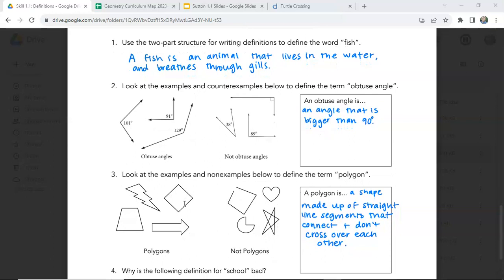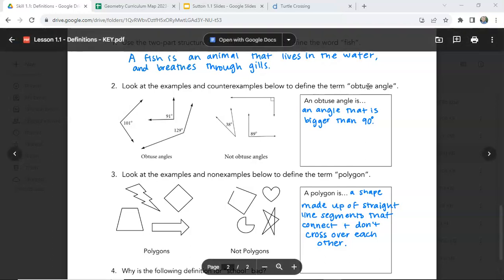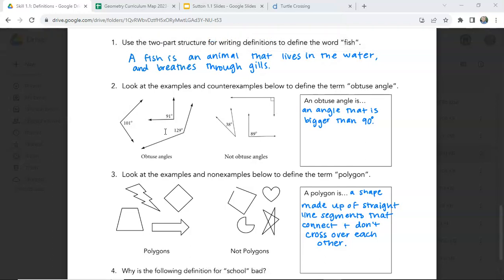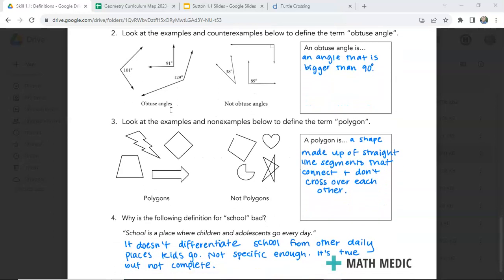So use the two-part structure for writing definitions to define the word fish. So we have here, a fish is an animal that lives in water and breathes through gills. Look through the examples and counterexamples to define the term obtuse angle. So here we have obtuse angles. Here we have not obtuse angles. So this obtuse angle must be an angle that's bigger than 90. If we look here, we have 90-degree angle, 89, 38. None of those are obtuse, but 91, 129, 101, these are all obtuse. So once we go past 90, it is obtuse.